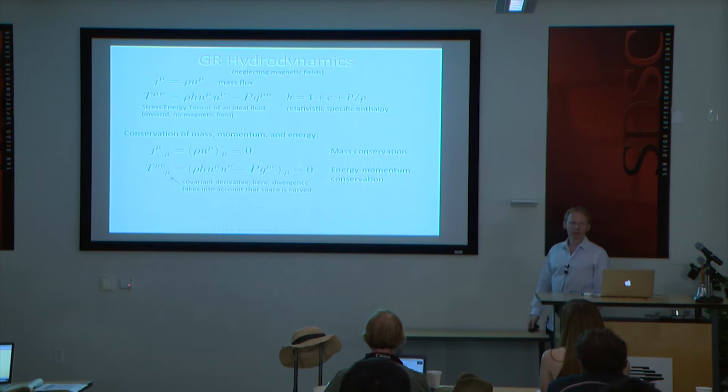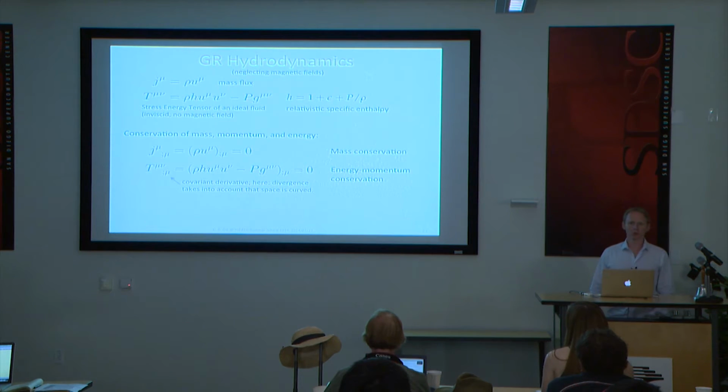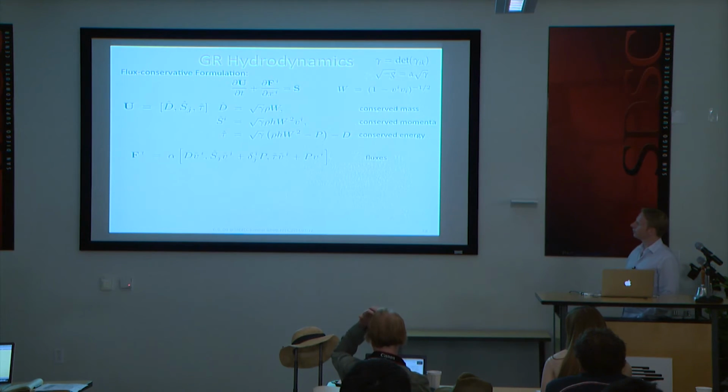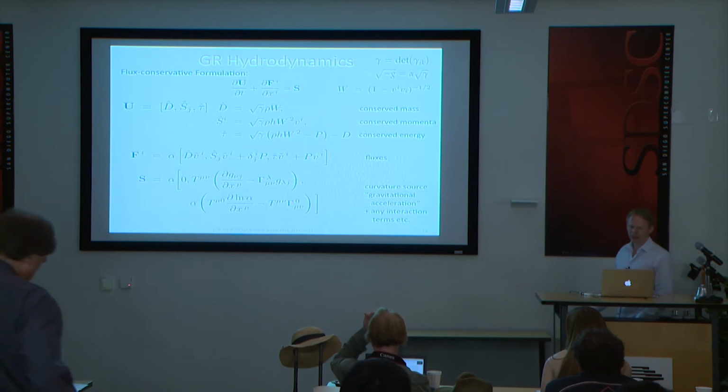And we have conservation equations for these, very similar to the Newtonian conservation equations. We end up with a formulation that's called flux conservative, where we have some state variables and the time change of the state variables, some fluxes, and some source terms. And this is a mess. You can look at it later.